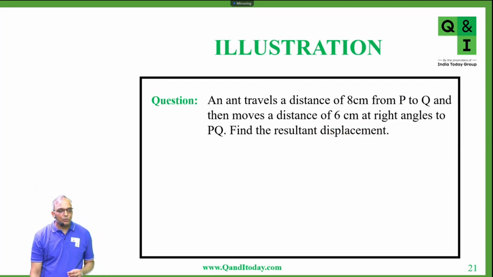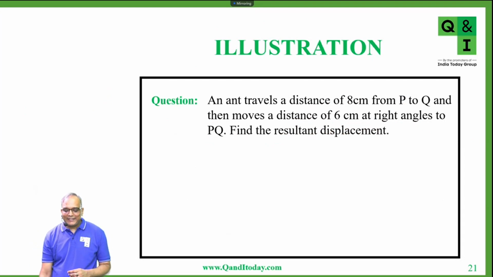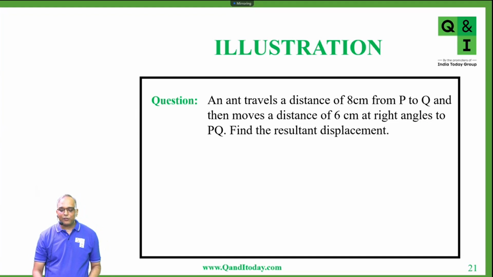Now let's come to this question. An ant travels a distance of 8 centimeter from P to Q and then moves a distance of 6 centimeter at right angles to PQ. Find the resultant displacement. You can try it once.